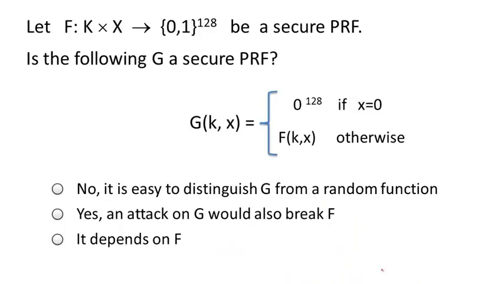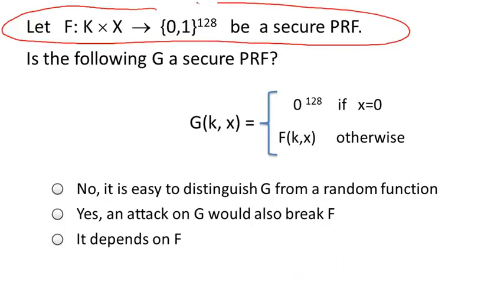Okay, so let's look at a simple question. Suppose we have a secure PRF. This PRF F happens to be defined on the set X, and it so happens that it outputs 128 bits every time. It so happens that this PRF cannot be distinguished from a truly random function from X to {0,1}^128. Now we're going to build a new PRF. Let's call this PRF G. And G is going to be defined as follows: if x is equal to 0, always output 0.